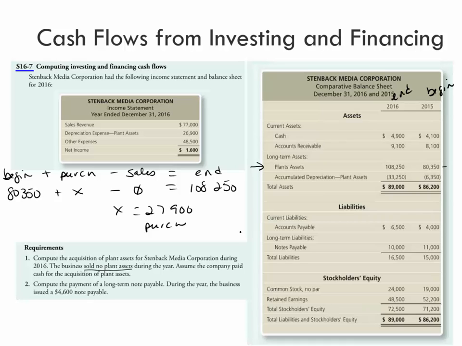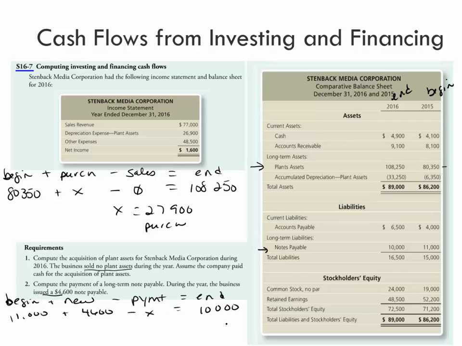The second one wants us to calculate the payment of the notes payable during the year. And so we go down here to notes payable. They tell us that they issued another 4,600 in notes. So again, we'll go with the beginning plus the new notes issued minus payments, what we're trying to figure out, will equal the ending. So the beginning balance was 11,000. We issued 4,600 in new. We're trying to figure out the payment, and the ending was 10,000.